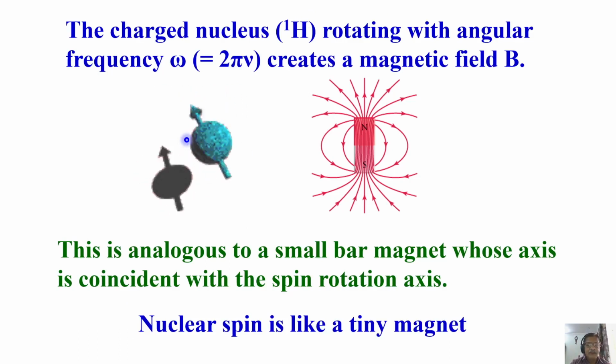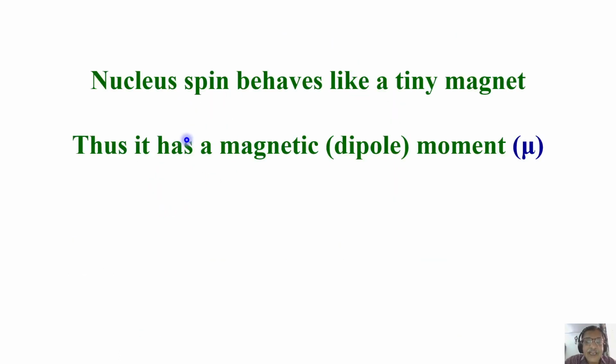Now, as a consequence, we can say nuclear spin is like a tiny magnet. When I say nuclear spin behaves like a tiny magnet, we can define a magnetic moment also. Since it is a dipole having two poles, north pole and south pole, analogous to a small bar magnet, this spin has a dipole moment. It is called magnetic dipole moment, which is represented as mu. And mu is a vector.